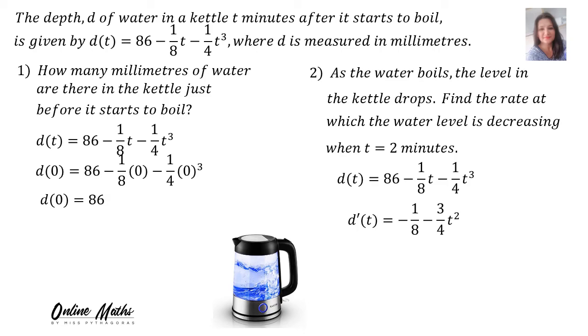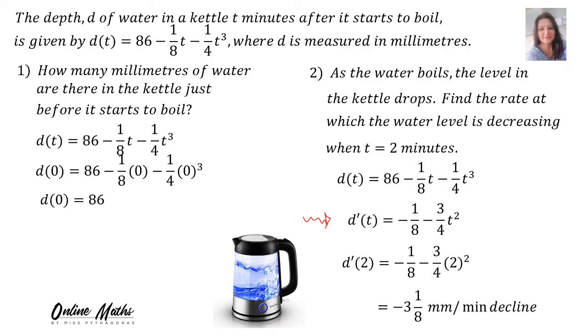Now they say find the rate when time is 2 minutes. So that equation over here, the derivative, this is the rate of movement equation. So therefore we will substitute into that one in t's place 2, and we end with minus 3 and an eighth millimeters per minute decline. And how did I know that it was a decline? Since the answer was negative.